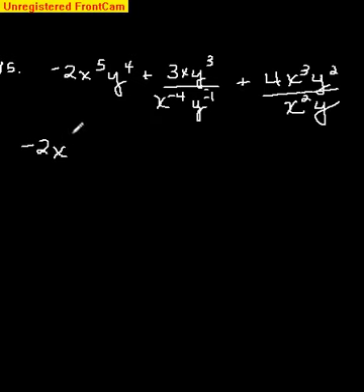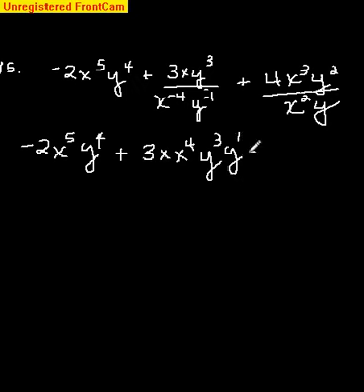Negative 2x to the 5th, y to the 4th, plus, now I'm going to clean this up. We have y's in the numerator and denominator, x in the numerator and denominator. Let's just move them all up just so you can see what we're doing. So x stays up. We're going to move this one up and make it positive. Remember, when you move it from numerator to denominator, the sign changes. Y to the 3rd, y to the 1st, plus 4x to the 3rd. I'm moving this up, so the sign's going to change to negative, y squared, y to the negative 1. Okay? I just moved everything in the same place.